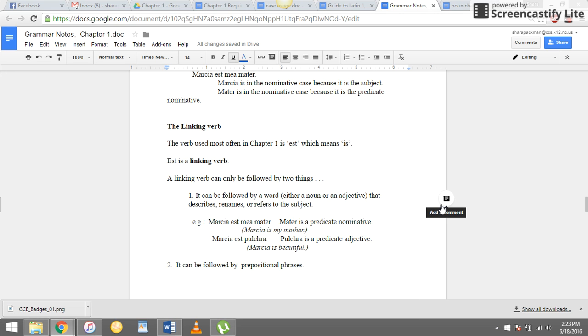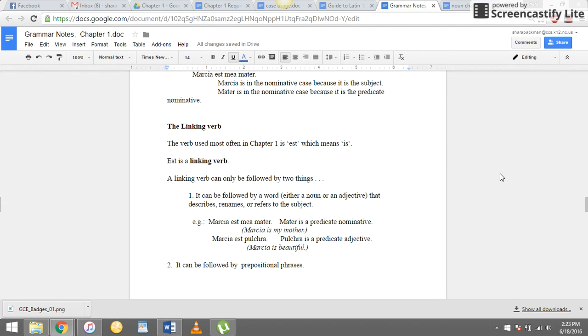Okay, so we're going to continue with the grammar explanation from chapter 1. Again, it's kind of long, this chapter, because there's a lot to get you started. So we're going to talk now about the linking verb. We are still in the grammar notes document, chapter 1, that you should have made a copy of, and we're picking up where we left off.